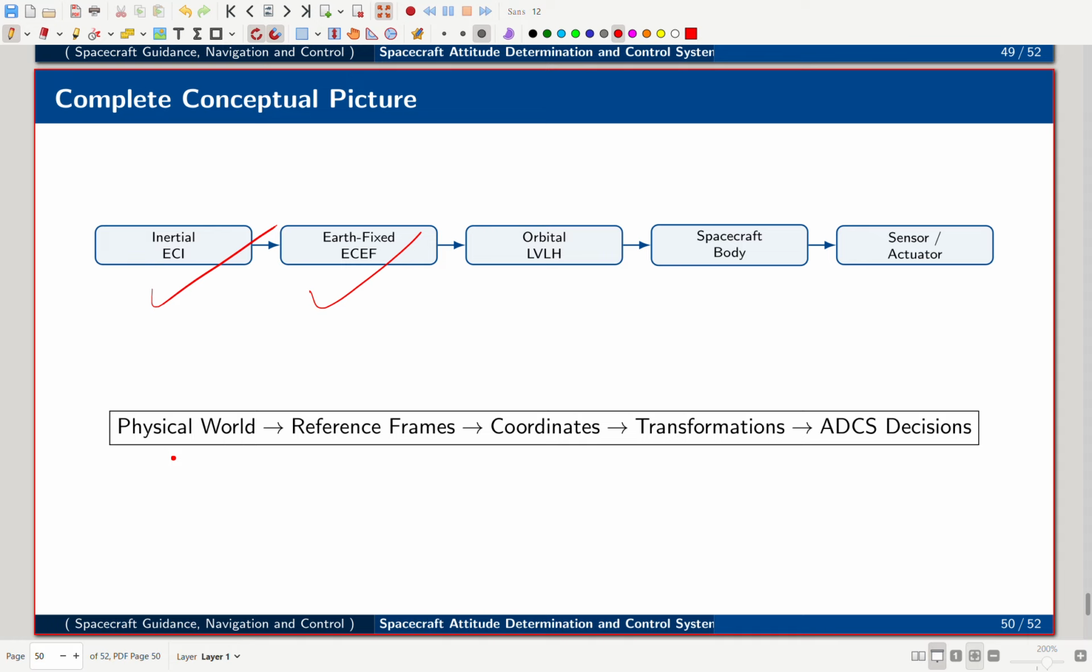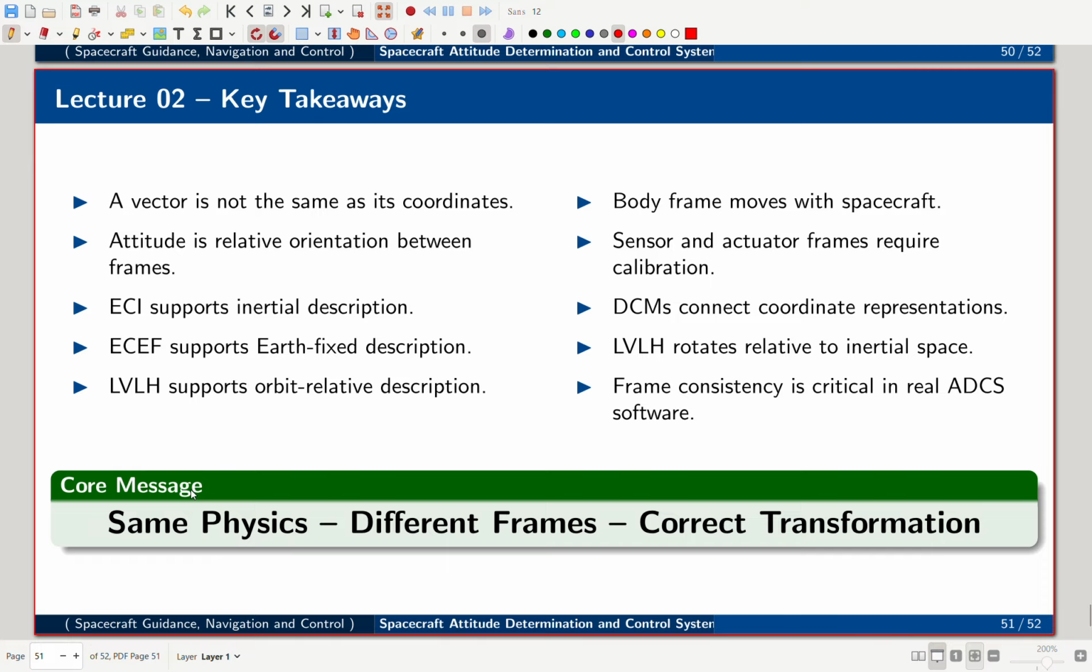So the complete conceptual picture: inertial ECI, then the Earth-fixed frame ECEF, the orbital frame local vertical, local horizontal, the spacecraft body, and the remaining sensor and actuator frames. So this is the physical world, then reference frame, then coordinates, then transformation, then the ADCS decisions to be taken.